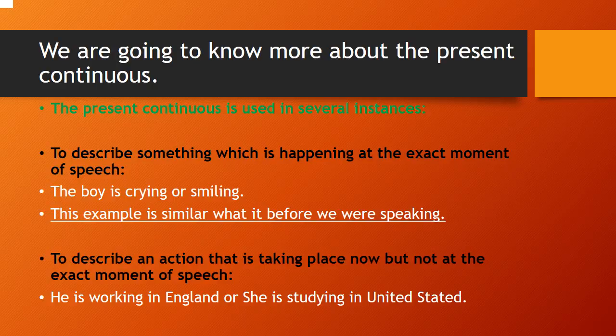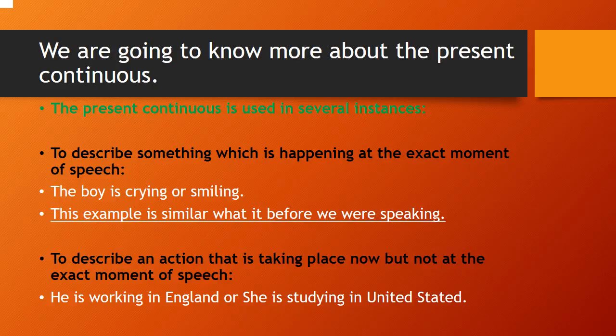In this example, we have the boy is crying or smiling. For example, there is a boy that is crying for some situation. The correct sentence in the present continuous tense is: the boy is crying, or if the boy is smiling, the sentence would be: the boy is smiling. This example is similar to what we did before when we were speaking.